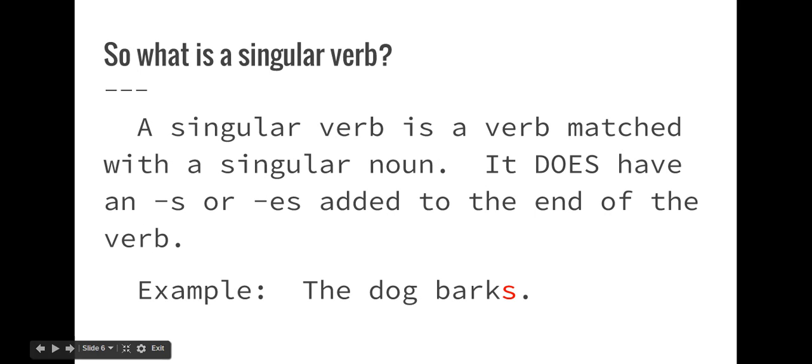So what is a singular verb? A singular verb is a verb matched with a singular noun. So it's one verb matching the singular noun. Okay. It does have an S or ES added to the end of the verb. Let's look at an example. The dog barks. S has been added to the end of the verb. Notice how the subject, dog, does not have an S. So it means we have one dog and that dog barks.